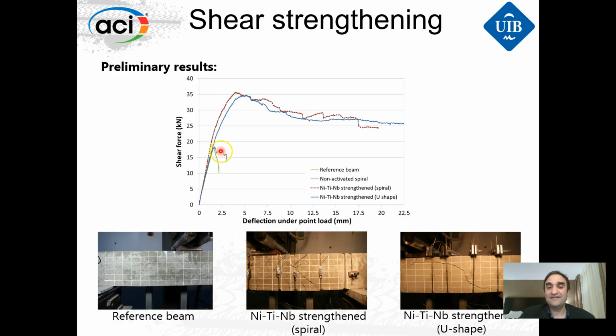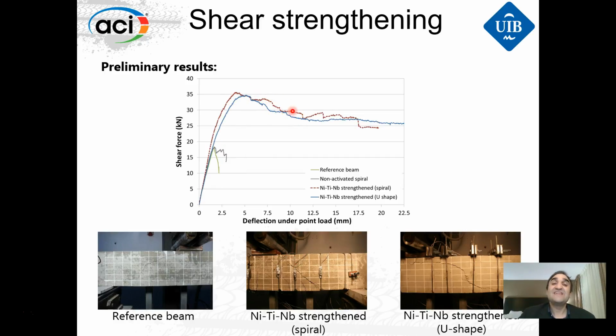We activate the material, so we generate the recovery stresses around 425 megapascals, and then look, this is the nice behavior of these beams. This is this beam here, strengthened with spiral. We don't see it, but on the back side of the beam we have inclined links like this, and look, the red line, we double the strength, more or less, we double the deflection under point load, and then the behavior is not so fragile.